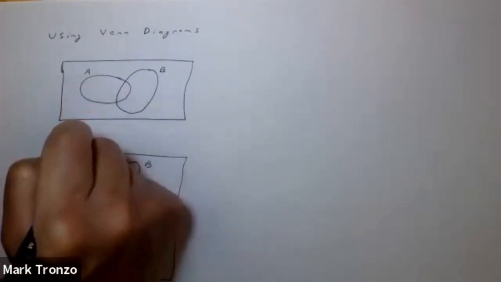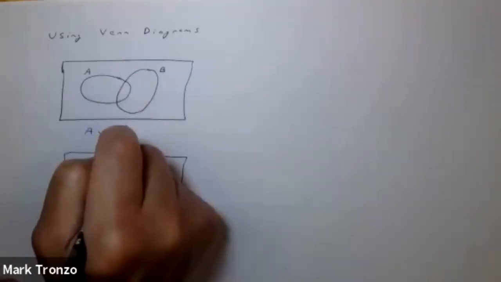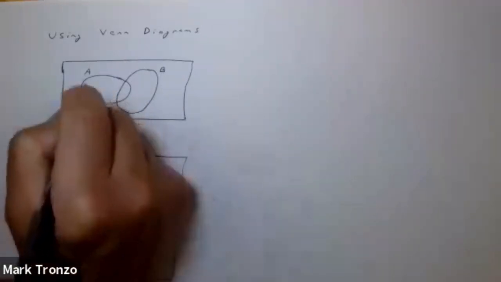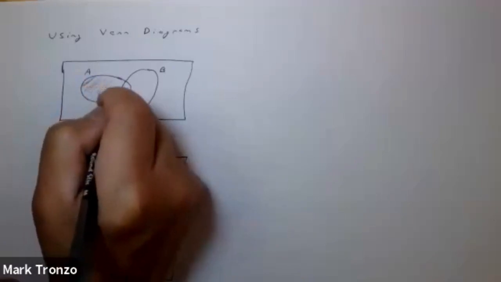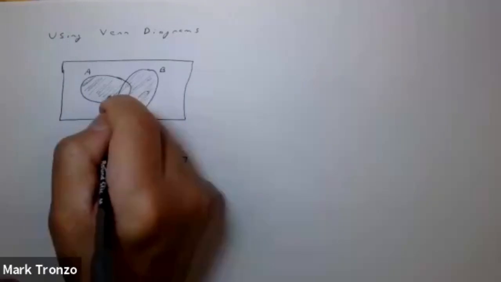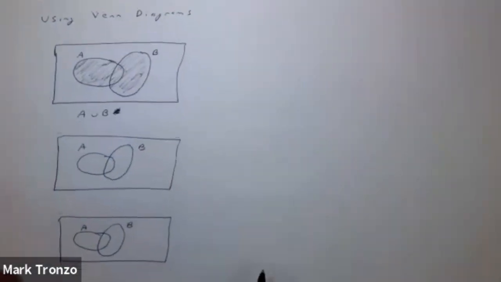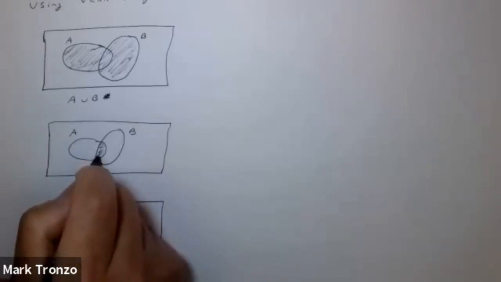If we do A union B, let me just write A union B will be the shaded area. Anything in either set looks like all that shaded region there. And then A intersection B will be just the overlap of the two, something like this.